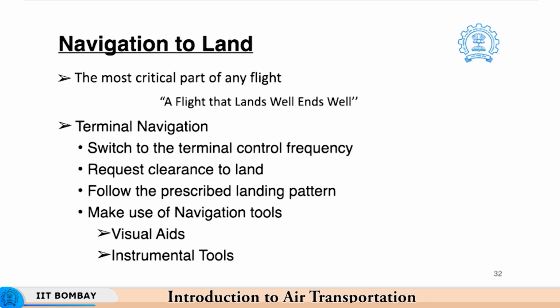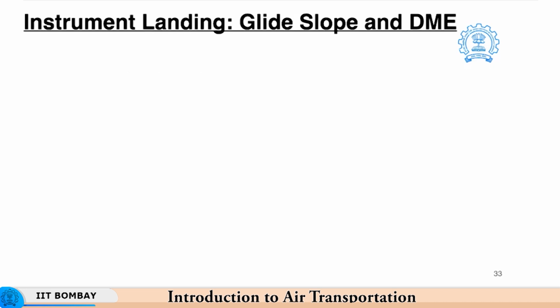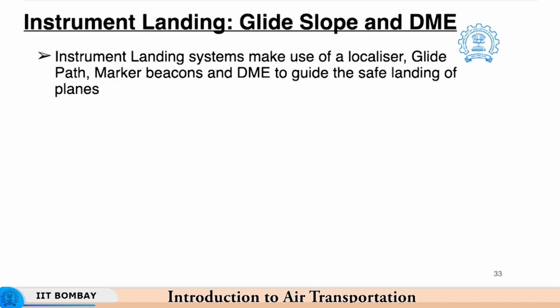Based on the outside weather conditions and the applicable rules, the ATC controller will provide the required landing pattern that needs to be followed. After obtaining the landing pattern instructions, the pilot will make use of the navigation tools available at his disposal. Some of these include visual aids as well as instrument tools. As far as instrument tools are concerned, the two most important pieces of equipment used in this phase are the glide slope and the DME.